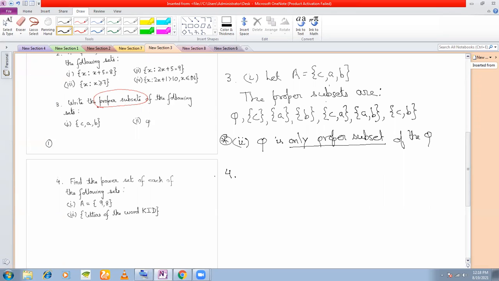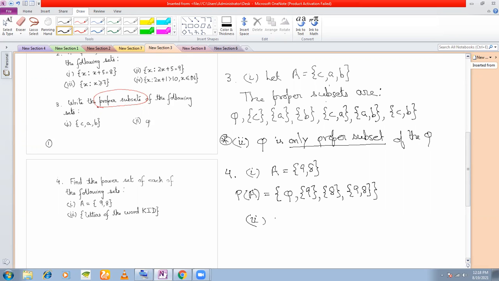Number 4. Next is find the power sets of the following sets. The given set A here is {9, 8}. So what is the power set of A? It is a set of sets, right? It consists of all the subsets of A. So the null set is one set, then the singleton sets, then the set {9, 8} itself. This is the power set of A.